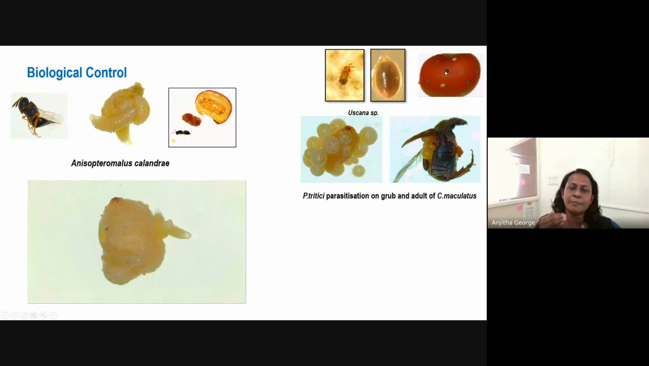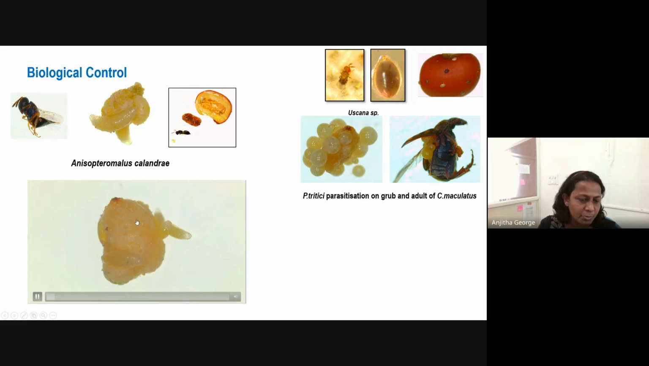So if we can target the egg stage itself, you are stopping the further development of the insects. But coming to the larval parasitoids, as I said, it will be a little difficult. But still, I just wanted to show you a video.